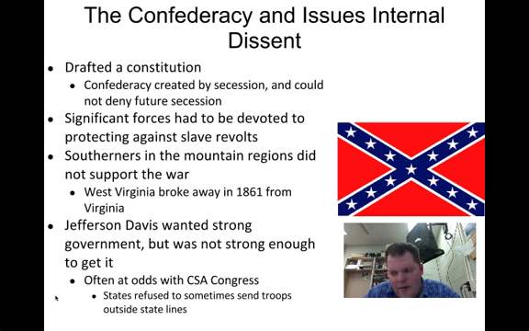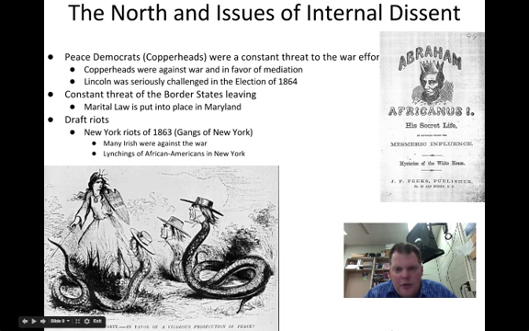We also see a lot of resistance from poor whites in the South. For instance, I already mentioned West Virginia breaks away in 1861. But a lot of the Southerners in the mountain regions did not support this war and did not participate in the war because they did not see any reason for them to put their lives on the line to protect other people's slaves. Okay, but once again, the weak central government really put Jefferson Davis, the Confederate president, at a real big disadvantage because he didn't really have the power he needed, like Lincoln did, to make things happen when necessary.